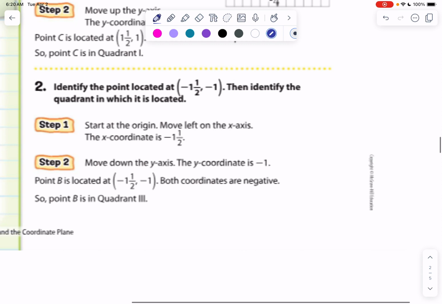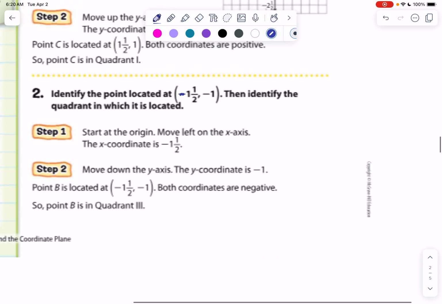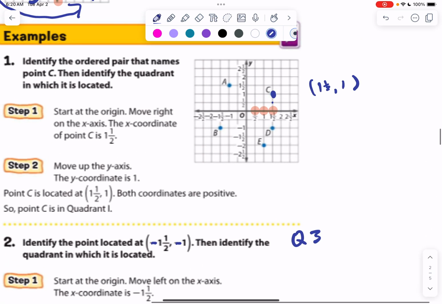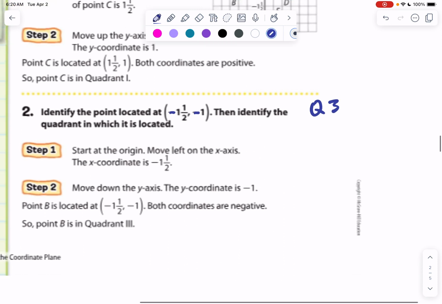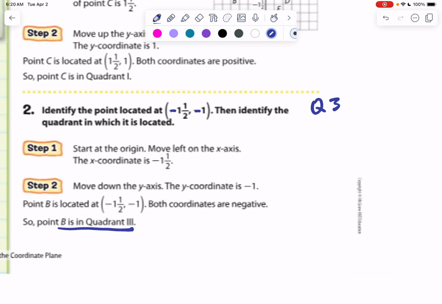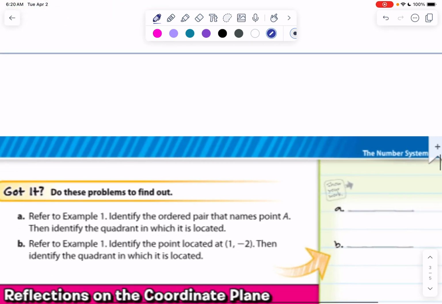Number 2, identify the point located at -1.5, -1. So we already know that's going to be quadrant 3. Let's try it. X-axis first, -1.5. That's right here. And then down 1. Right here. So that is B. Okay, B in quadrant 3. Let's move on.